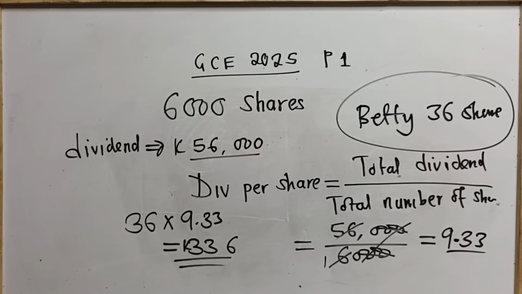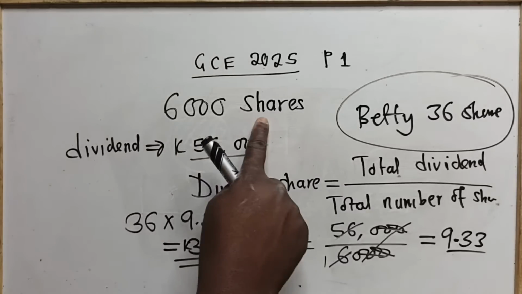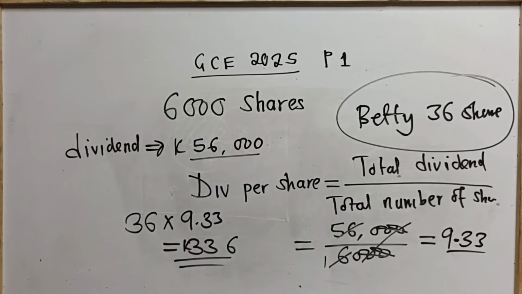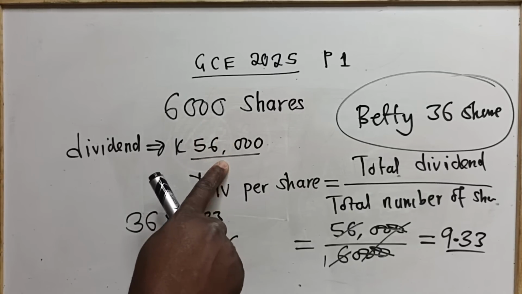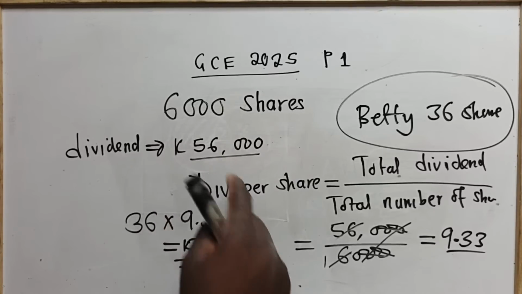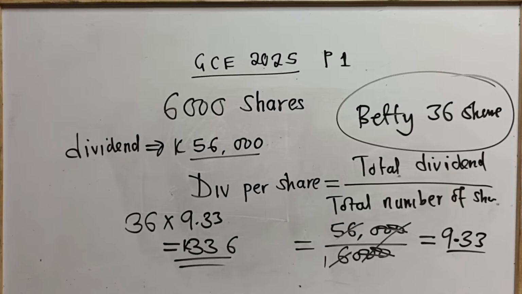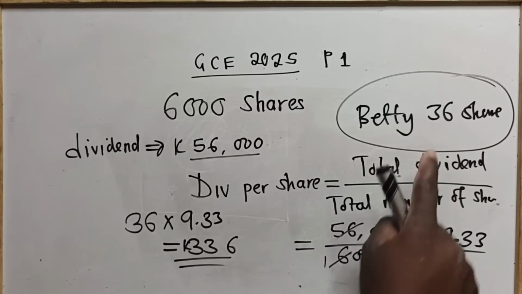Okay. So we now go to the next question. Let me read the question for you. It's question 6. A company with 6,000 shares declared a dividend over 56,000. So the company had this number of shares, and this is the dividend they declared. And then they're asking what amount will Betty receive for 36 shares?